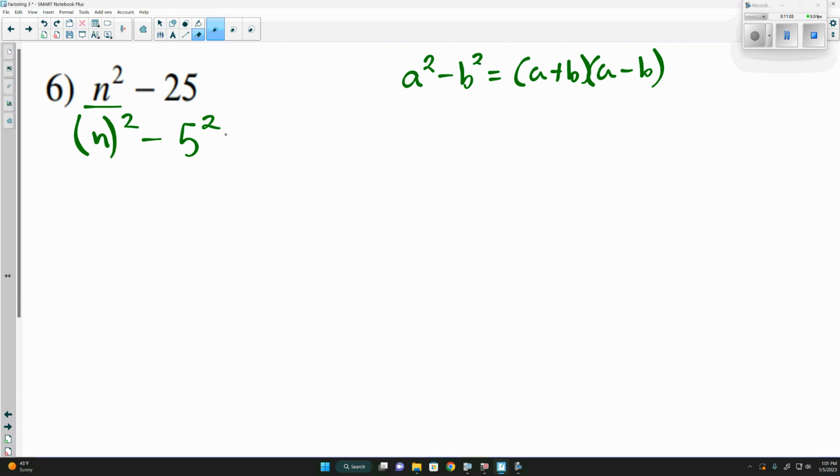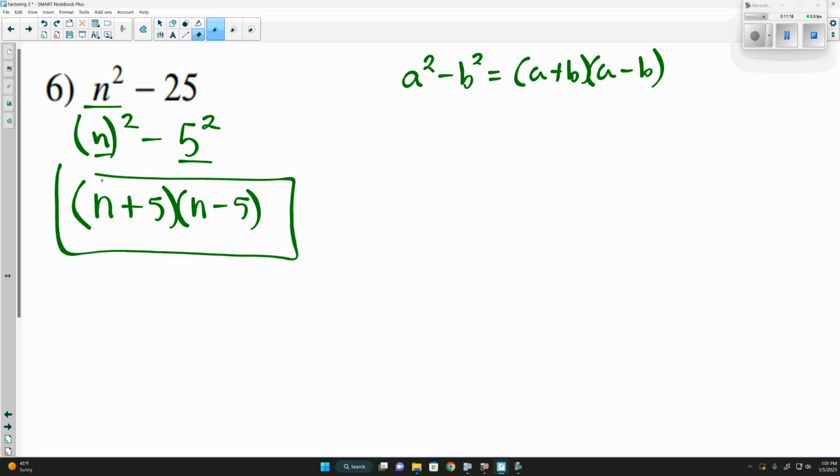So a in our case is n. B in our case is 5. So this is n plus 5 times n minus 5. And that's it. Because I think these are some of the ones that y'all enjoyed more than the rest. Because as long as it's perfect squares, it works out. Now for some of them, it could be that it is a difference of perfect squares. There's just a greatest common factor we have to pull out. So we'll pull that out and then go from there.